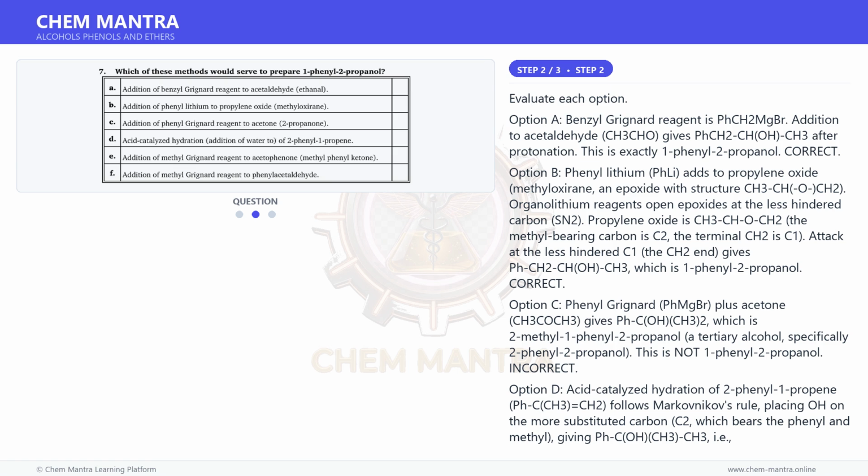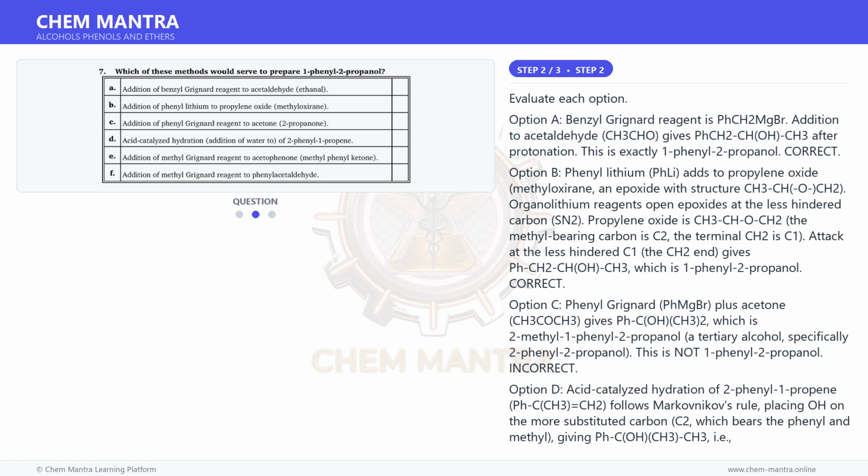Correct. Option C, phenyl Grignard, PhMgBr plus acetone, CH3COCH3, gives PhC(CH3)2OH, a tertiary alcohol, specifically 2-phenyl-2-propanol. This is not 1-phenyl-2-propanol.